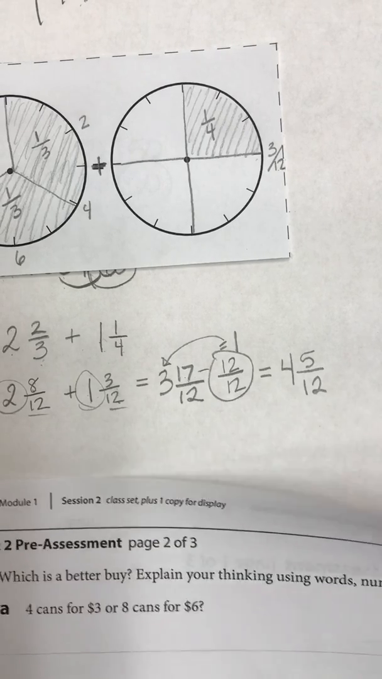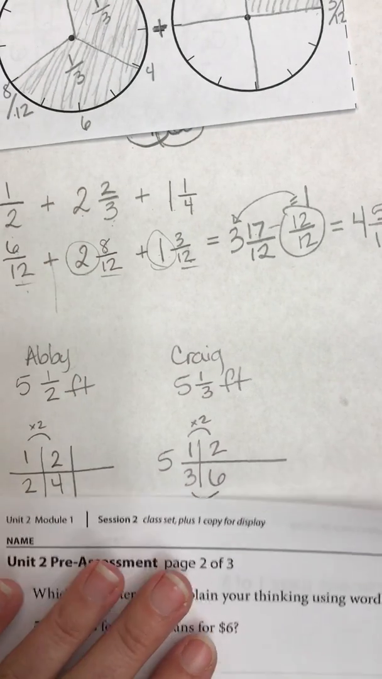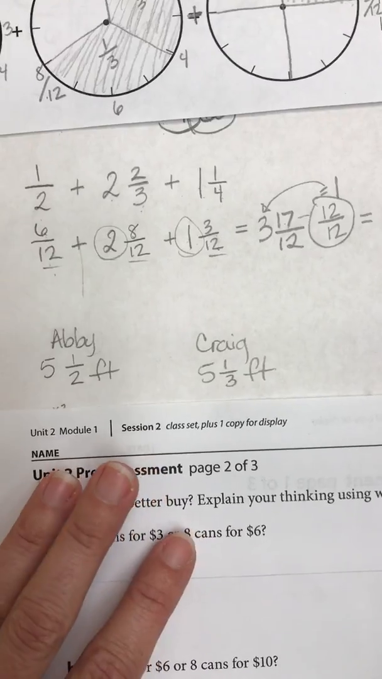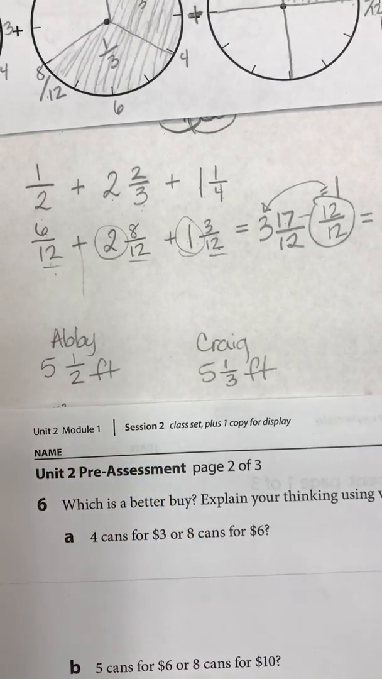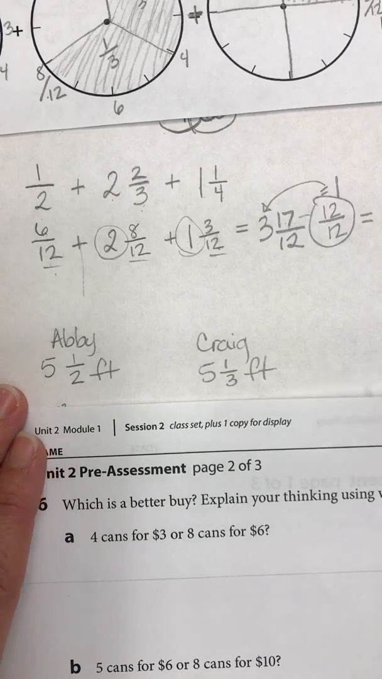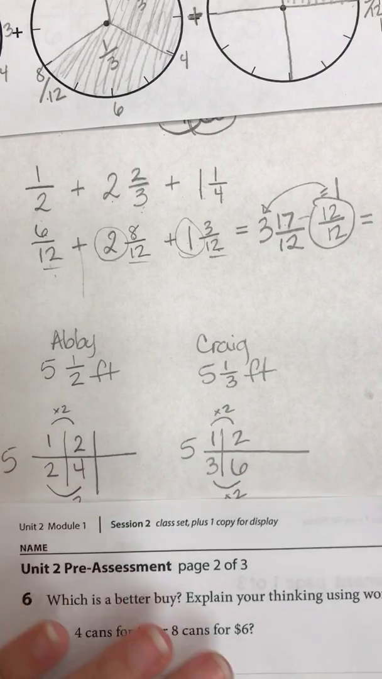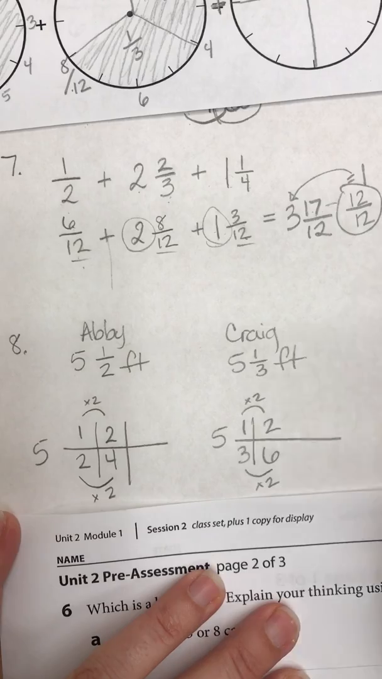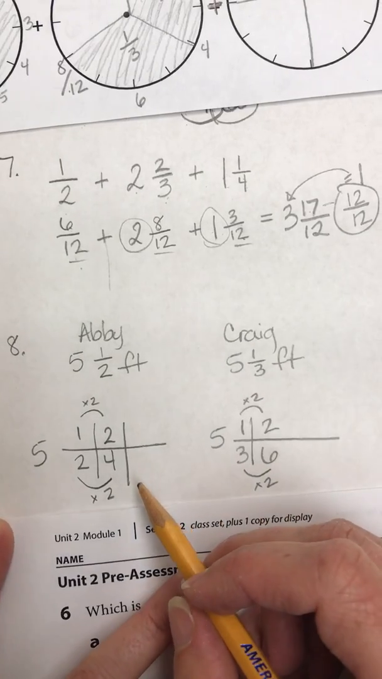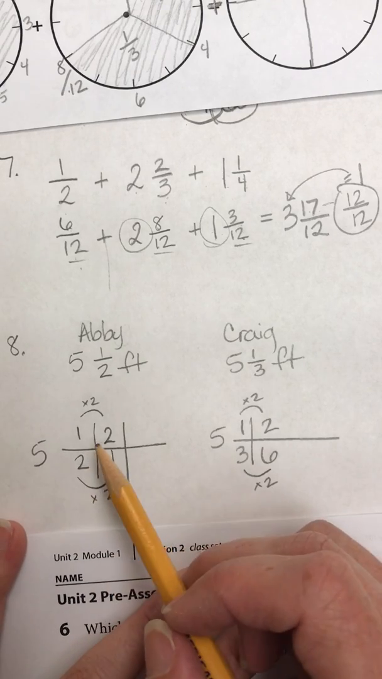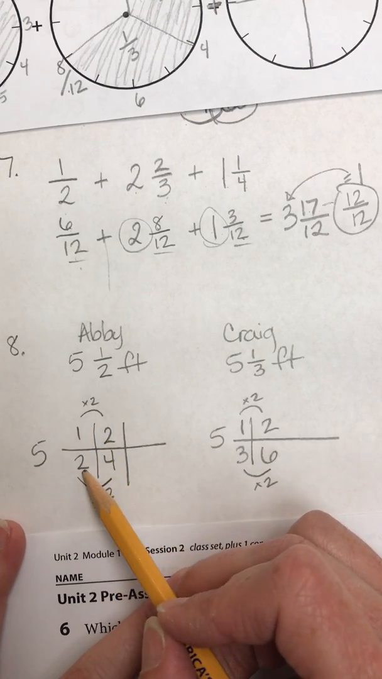All right, last one on this page. I have Craig and Abby. Abby is 5.5 feet, and Craig is 5 1/3 feet tall. Who is taller and how much? Show your work. So again, we have to compare using the same denominator. So I thought this one would be easiest to use a ratio table. So I went ahead and did Abby's 5 1/2.